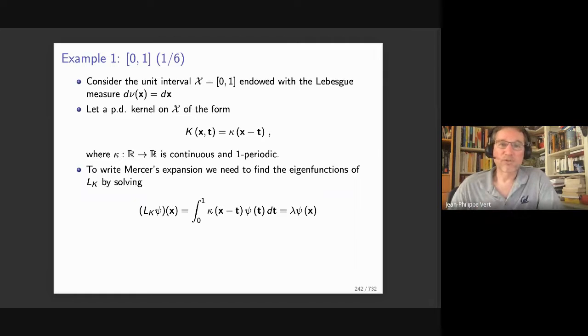So if we just try to write down what we have seen, we need to define the operator Lk as follows. It would be from L2 of [0, 1] to L2 of [0, 1], so to itself, defined as Lk psi of x would be the integral of kappa of x minus t, times psi of t dt. And in order to find the eigenfunctions and eigenvalues of this operator, we need to solve the equation where this Lk psi of x should be equal to lambda psi of x. And the question is, how do you solve that?